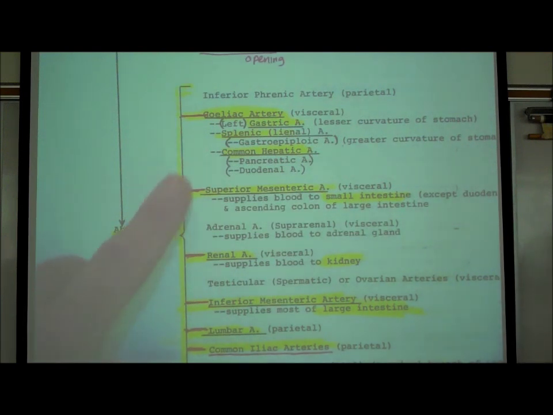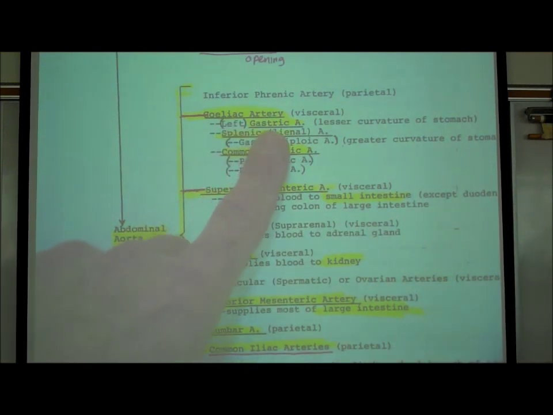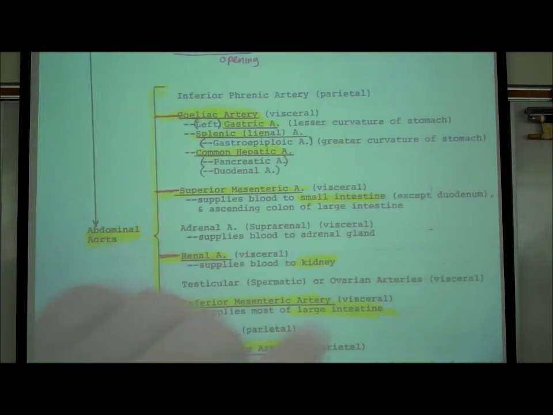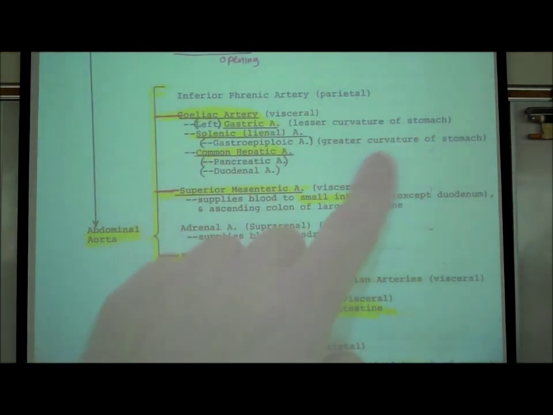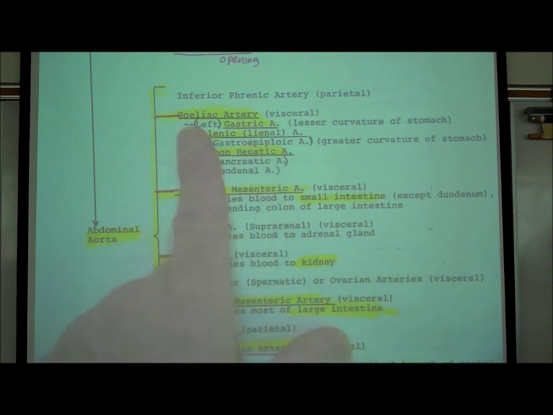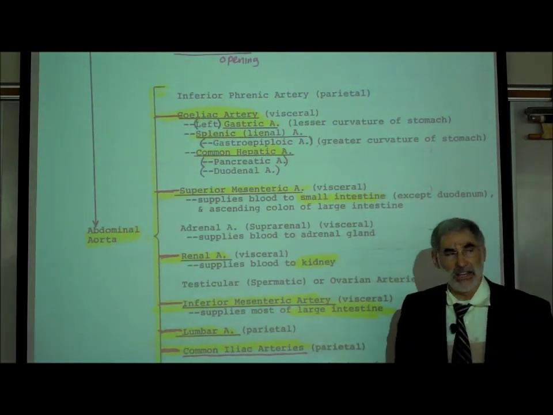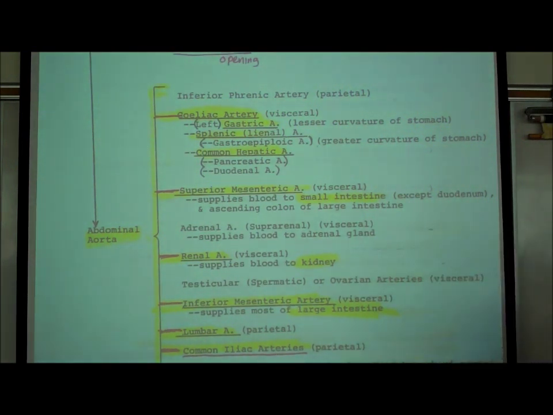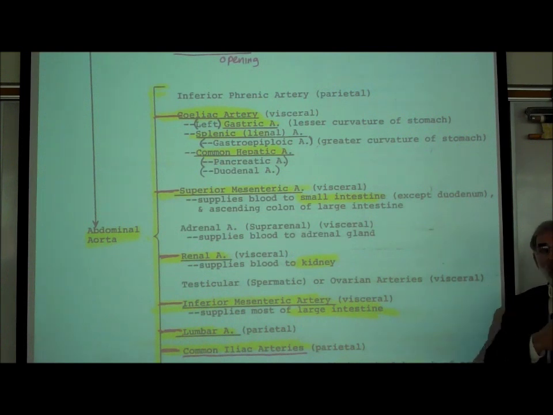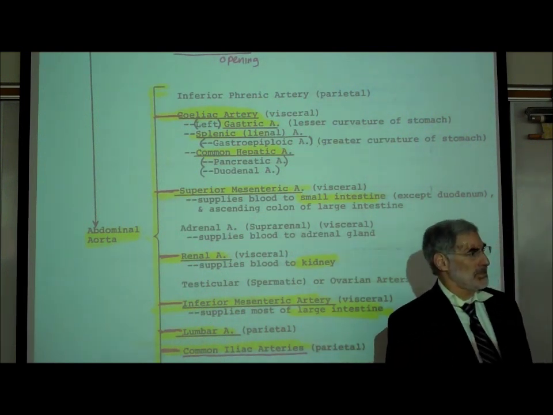So you'll notice also we've indicated that branching off the celiac is a gastric artery that carries oxygenated blood to the stomach, and a splenic artery branching off the celiac that carries oxygenated blood to the spleen. There's also a hepatic artery that carries oxygenated blood to the liver. Most of these we've asked you to find on the cat. You should be able to see them.